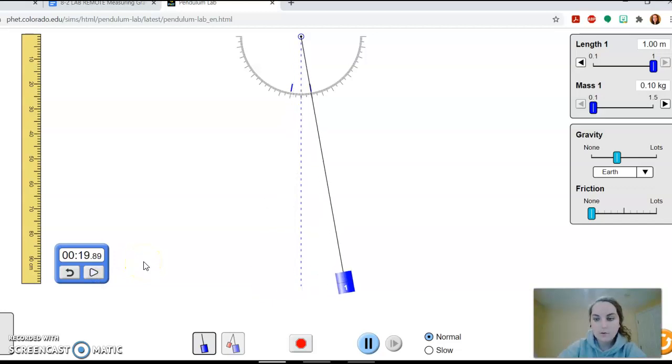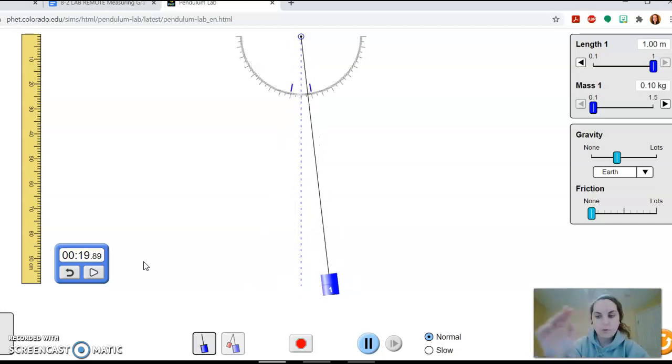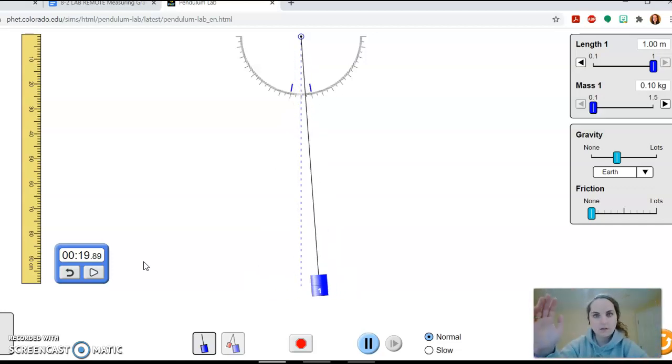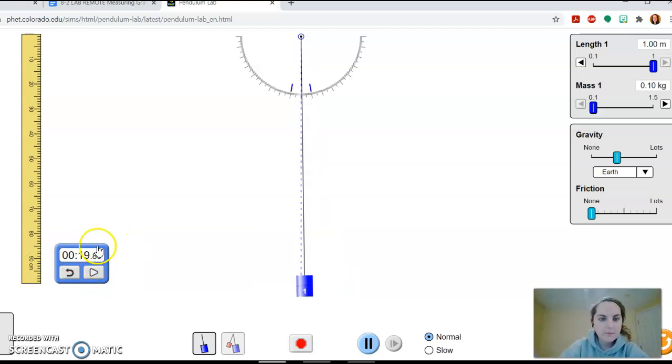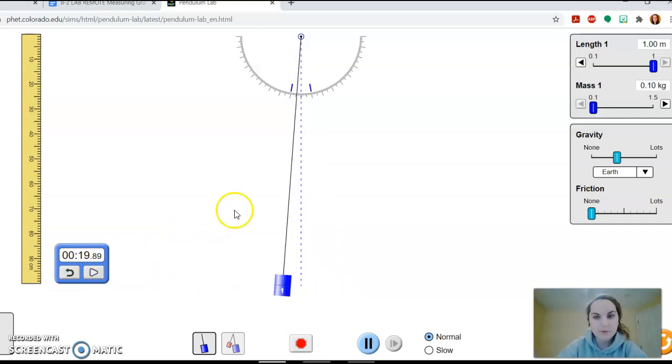I know that was a long process to watch, but it's really important that you understand that it has to go back and forth. It starts from the right, goes to the left, and has to go back to the right. That's going to be 1 swing. The time for your 10 swings should be around 20 seconds or so, and it's really important that you stop your stopwatch once it hits back at that 10-degree mark.